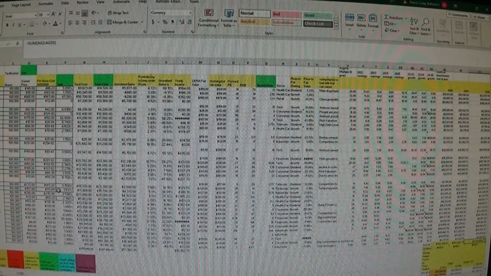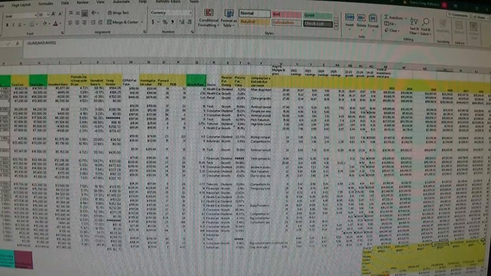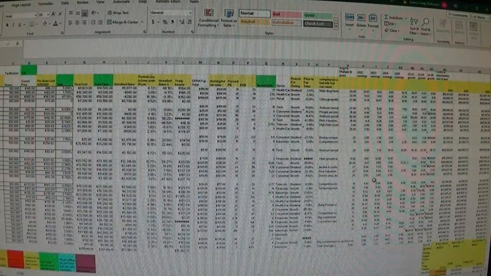Whenever things go up and down, you can look at this and say, I'm holding this so I can have this much in 10 years. It's not so I want to sell out of it tomorrow. Any questions on the spreadsheet?